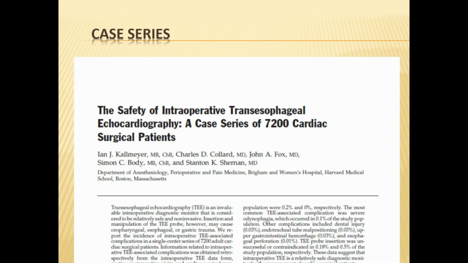So those are just two quick examples. You can find many, many more if you go onto Medline or even onto Google Scholar and use the key expression case series. You'll find a lot of other research like this that has been done.